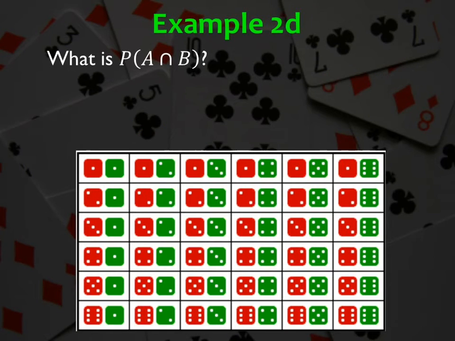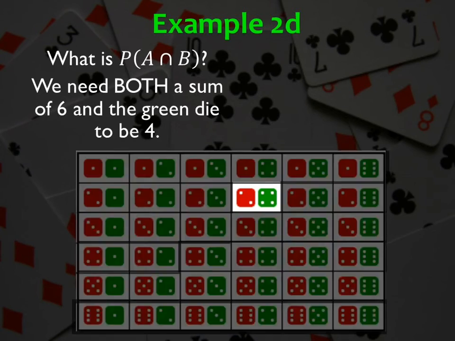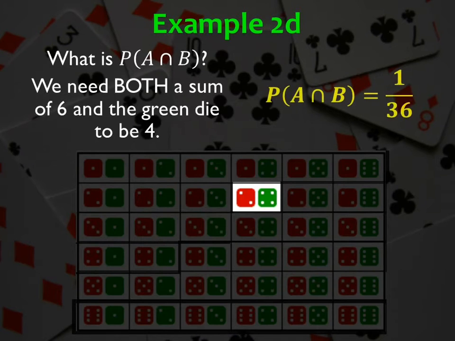2D, what is the probability of the intersection of A and B? In other words, what's the probability of rolling both a sum of 6 and the green die is a 4? So you can look at the chart to figure out how many ways you can roll a 6 and get a green 4, and it turns out there is only one way. So the probability of rolling A and B, a sum of 6 and a green 4, is 1 out of 36. The other ways to roll a 6 don't have a green 4. The other ways that have a green 4 don't add up to 6.